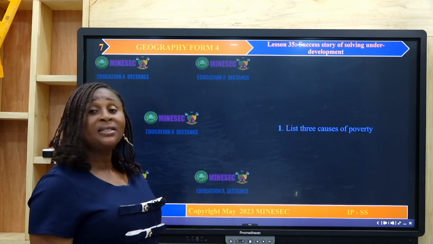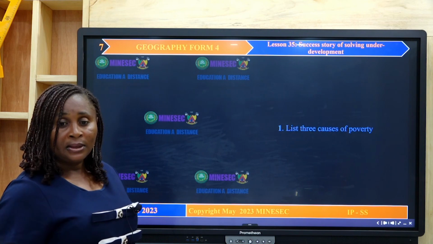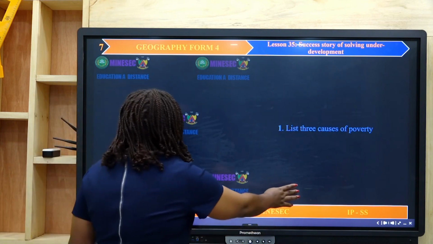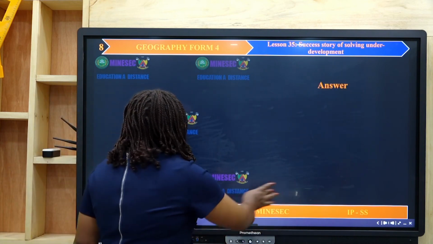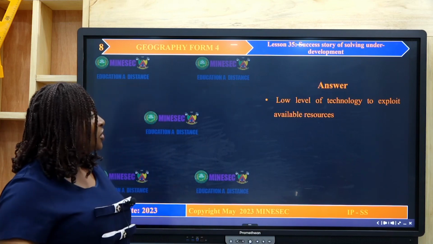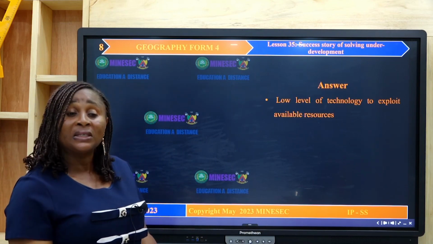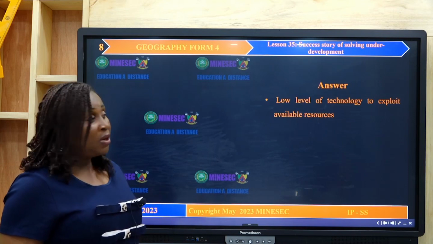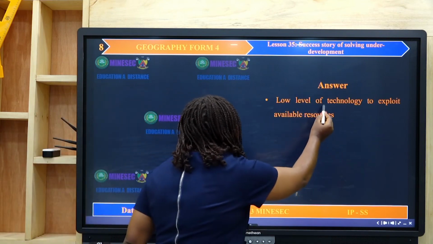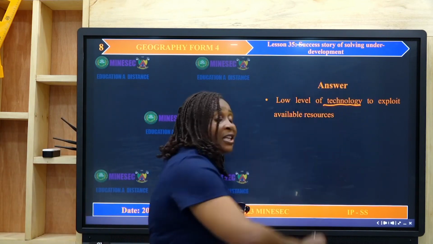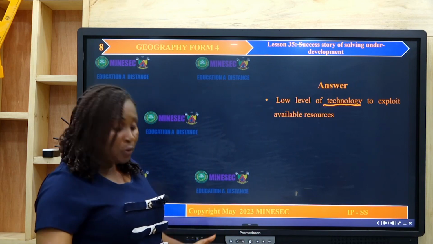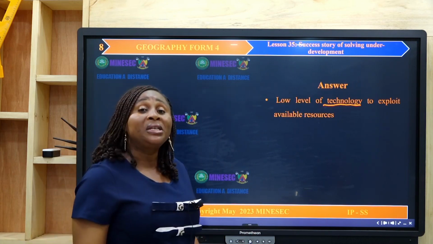List three causes of poverty. The first one, low level of technology to exploit available resources. We have resources, but if we don't have the technology, we will be unable to exploit our resources.